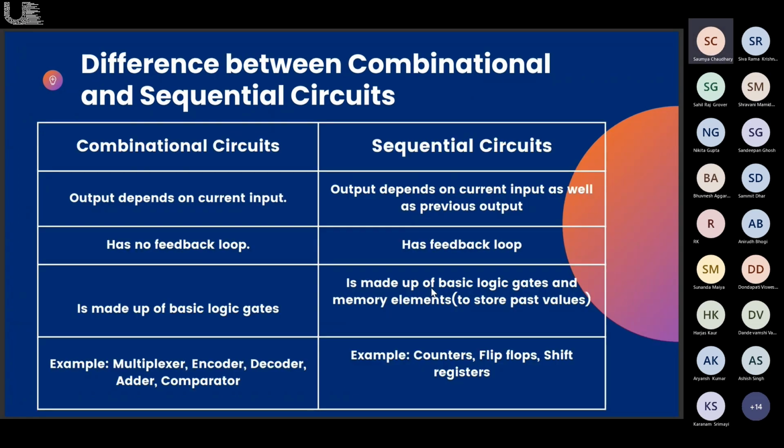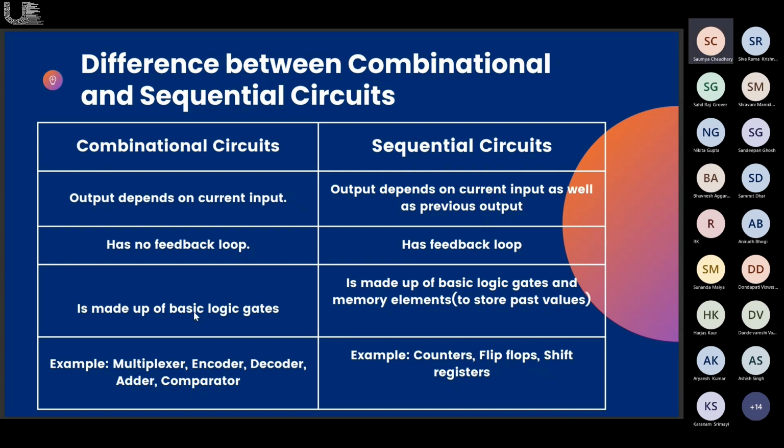Here is the main difference between combinational and sequential circuits. As you know, in the combinational circuits, output depends on the current input. In the sequential circuit, the output depends on the current input as well as the previous outputs. In the combinational circuit, we have no feedback loop. Here we have a feedback loop for feeding the past.